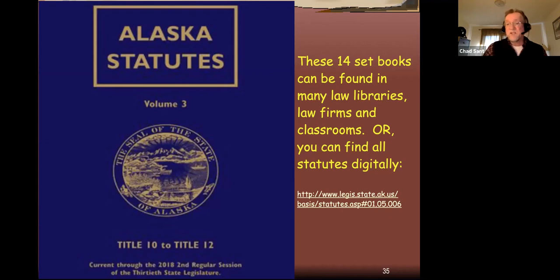You can find them digitally now. Again, huge advantage here to be able to research online and actually look at those statutes without having to create space in your office for them. But a lot of people like to have them anyway, just as a physical reminder. And that's just one of them. You can see volume 3, title 10 to title 12.